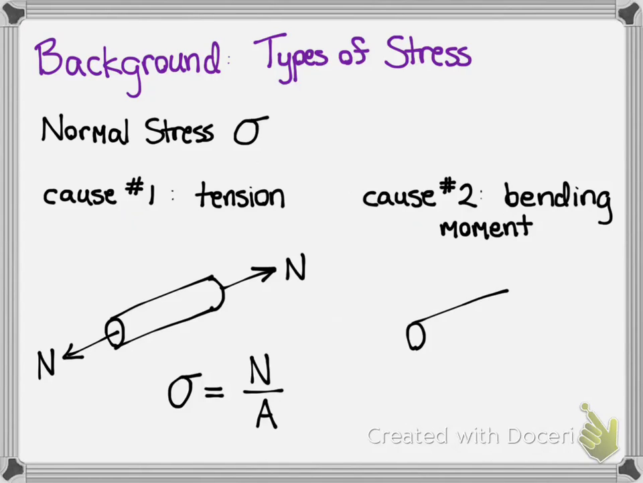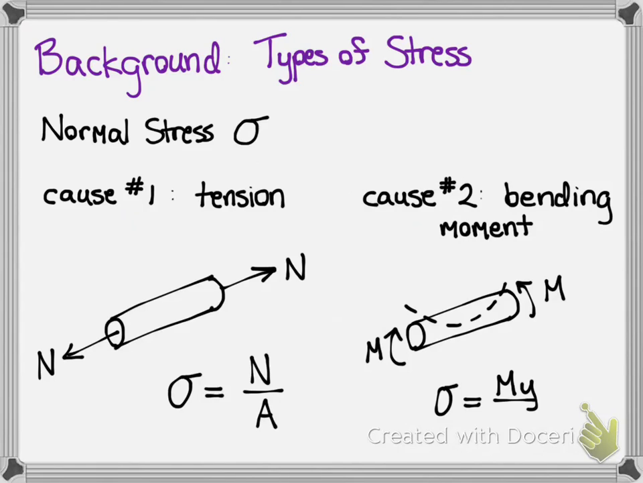If I take a beam and, instead of an axial force, I put a bending moment on it of magnitude M, it will bend into a U shape like this, and the stress at any point in the beam will be given by sigma equals My over I, where M is the magnitude of the bending moment, y is the vertical distance of the point from the centroid of the cross-section, and I is the moment of inertia of that cross-section.